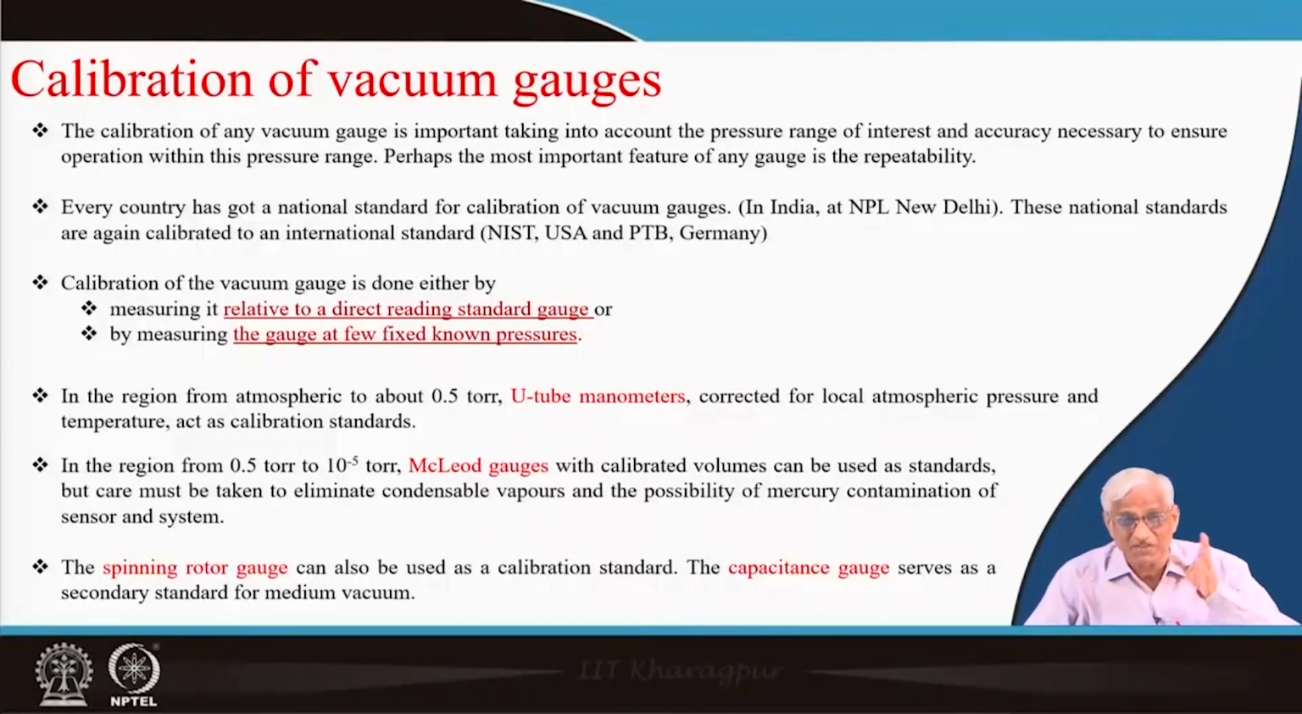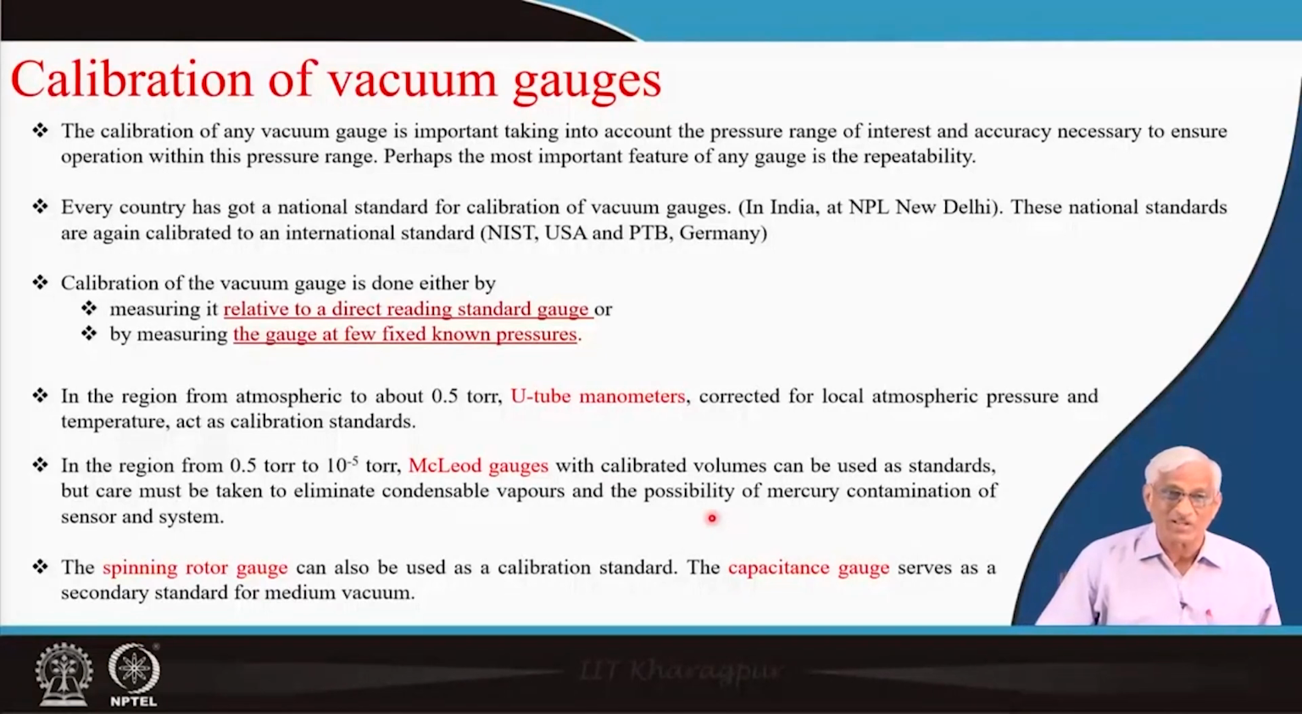So, these definitions vary from place to place. All of them can be called primary standards, or secondary standards, but use the word standard. But the normal gauges need to be calibrated. Whether you calibrate with a secondary standard or primary standard, it is up to you. Because your process should be reliable, so measurement should be reliable. So, the spinning rotor gauge, capacitance gauge, McLeod gauge and U-tube manometer are the gauges relative to which you measure your unknown gauges and calibrate them, whether it is an ionization gauge or Pirani gauge or thermal conductivity gauge or anything.